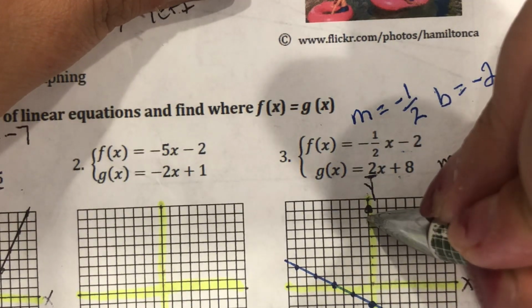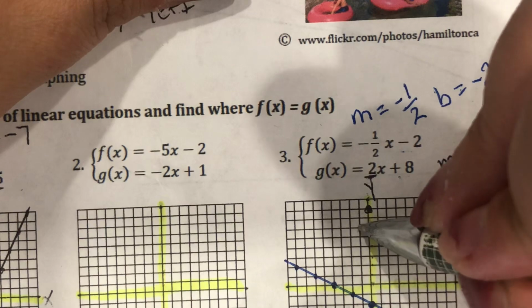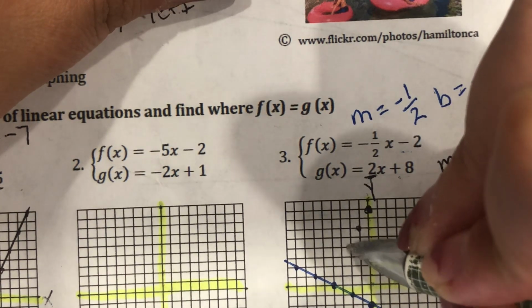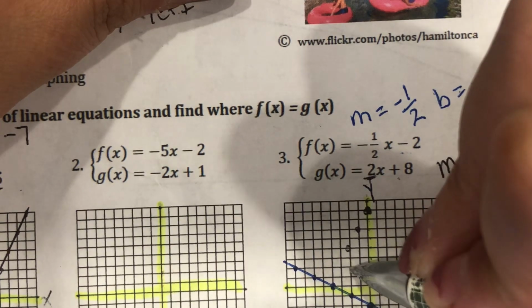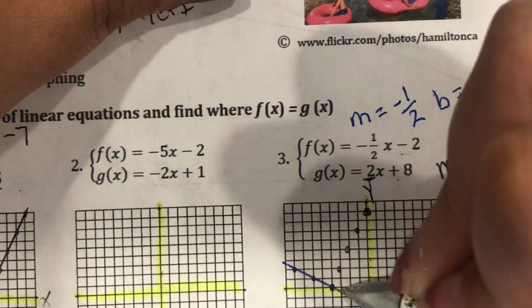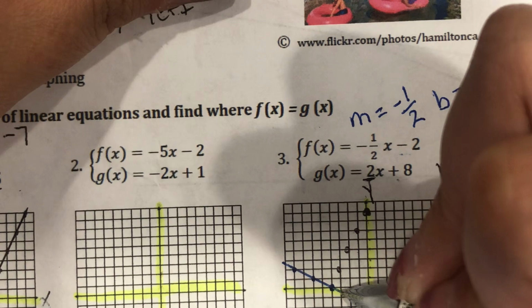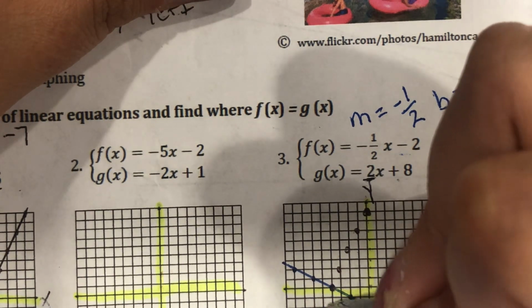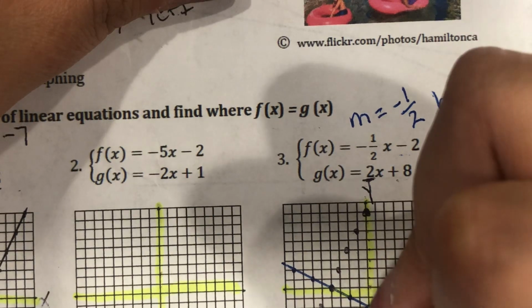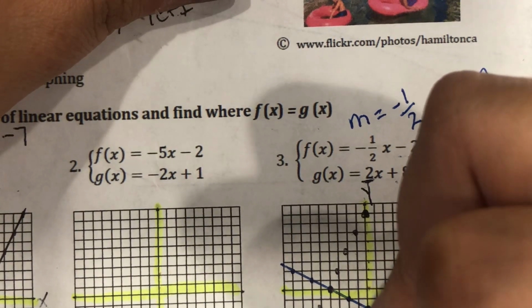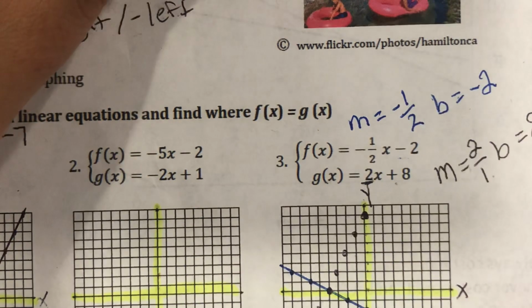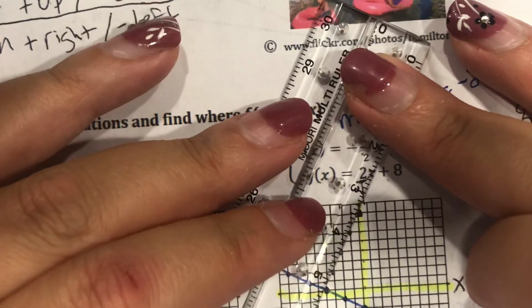So we're going to go down 1, 2, and 1 to the left. Again, 1, 2, 1 to the left, repeating that pattern until we reach the other side. And there we go. Grab our ruler, connect our dots.